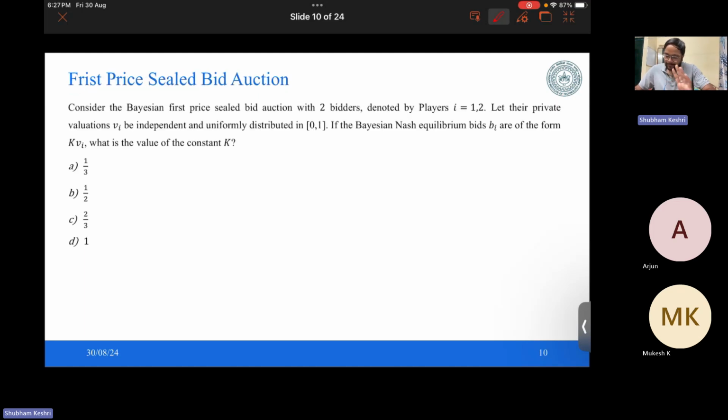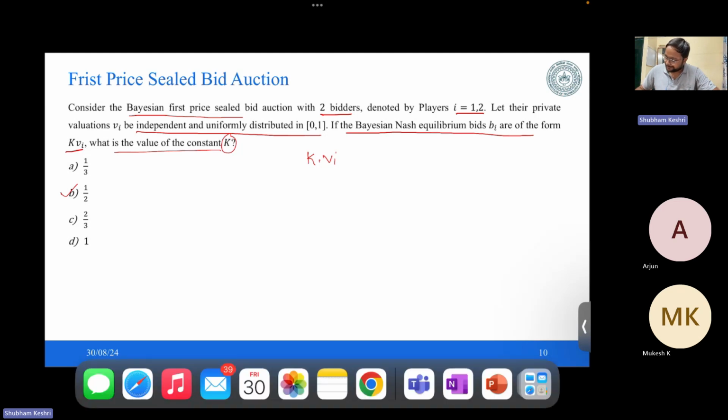All right. So this is the next question. It is the same as the previous question. In a little bit different tone it is written. So it is saying that we are playing a Bayesian first price sealed bid auction with two players, player 1 and player 2, and their private valuations are independent and uniformly distributed between 0 and 1. And if the Nash equilibrium of the bids are of the form K times Vi, then what is the value of K? This is the question. So could you answer what is K? That should be B. It should be B. Okay. Now we'll see how to solve this problem.